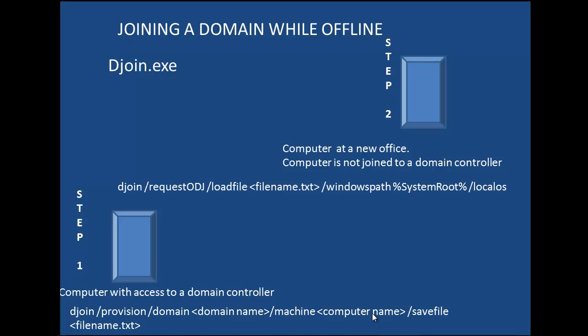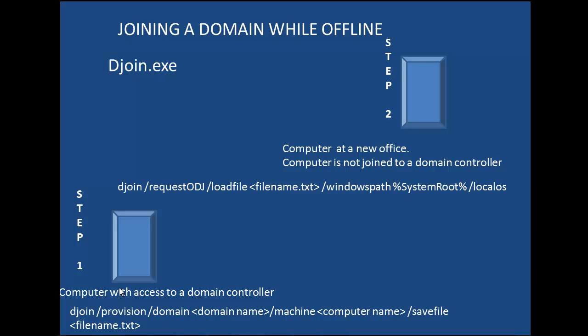What this is going to do is save a file. So you have the savefile parameter here, and filename.txt would be the name that the file would be saved on. So you're actually creating a file with metadata from the domain controller, and whatever name you put here for file name, that's the name that metadata is going to be saved with.